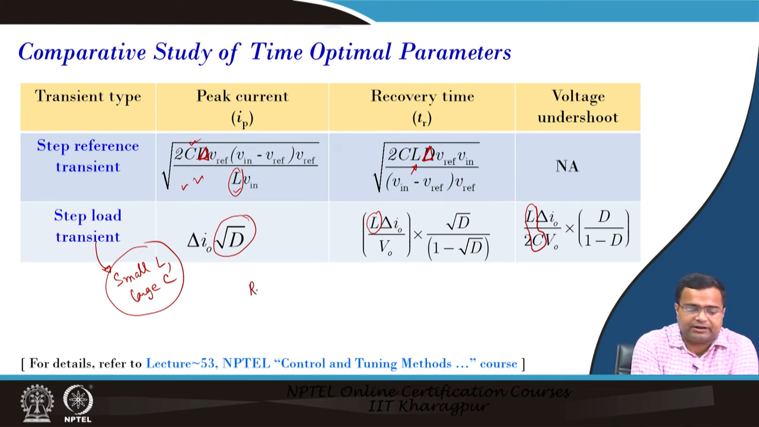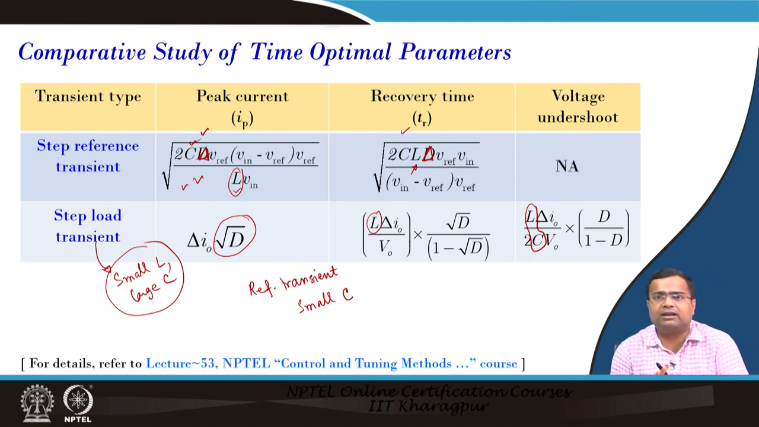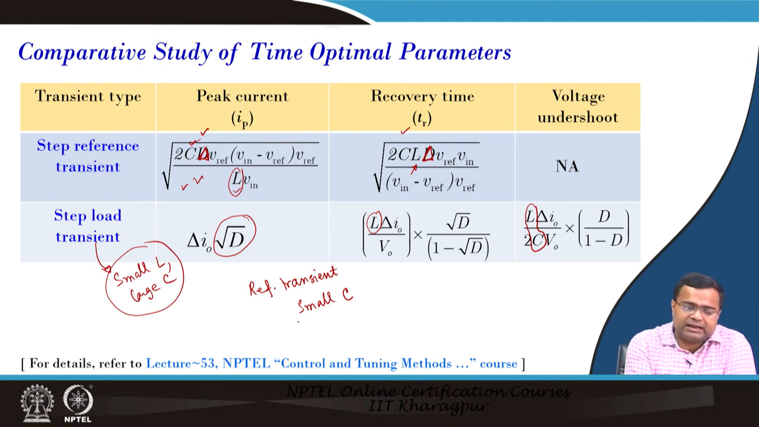So, for reference transient, we need small C, because if you take small C, it will reduce the peak current as well as the recovery time. In fact, if you go for an envelope tracking power supply, if you use a buck converter for envelope tracking, the capacitor is very, very small, almost negligibly small, otherwise it will simply limit the bandwidth of the converter. So, generally the requirement for reference transient is smaller C, that is conflicting with the load transient response.